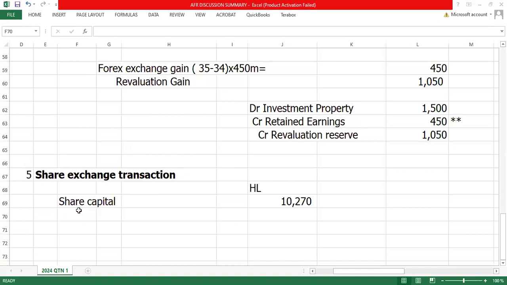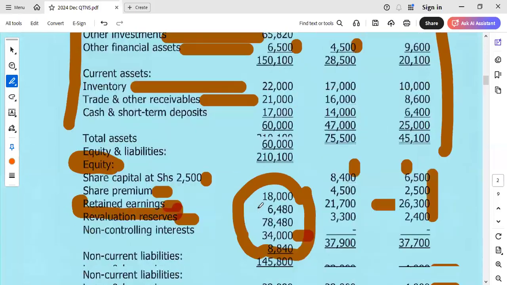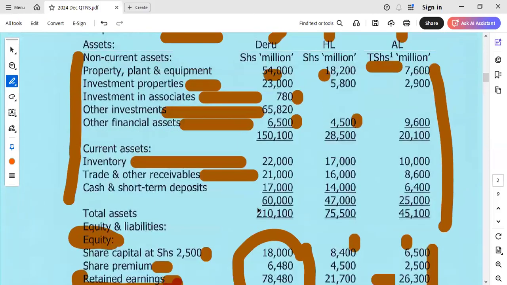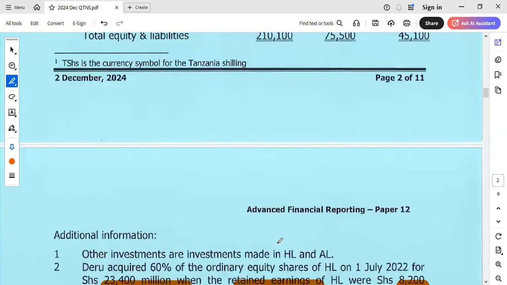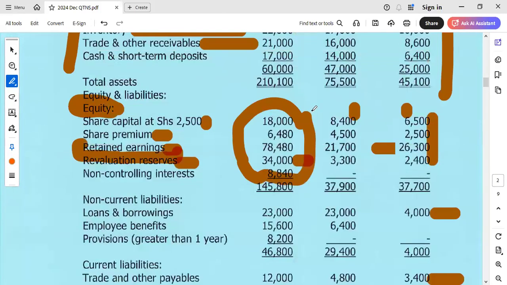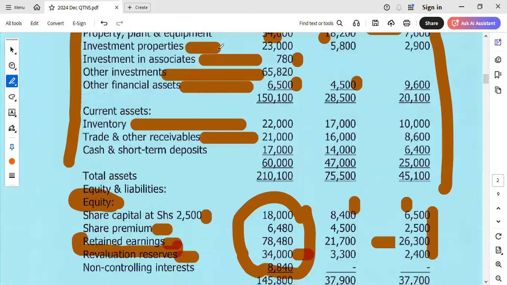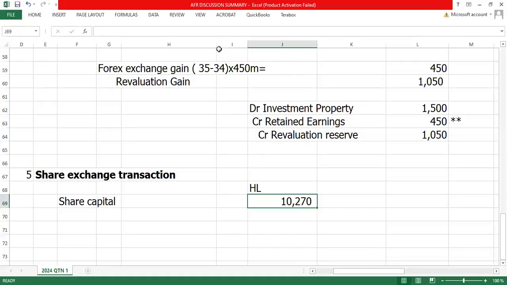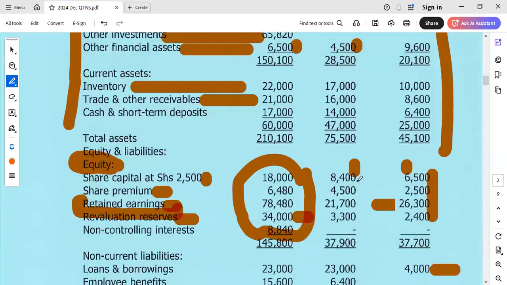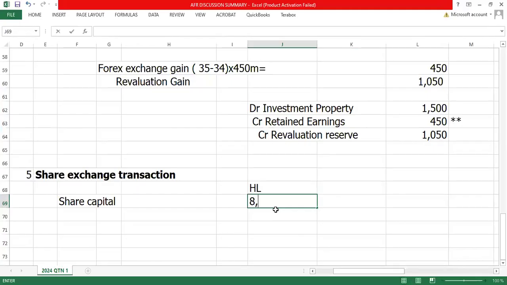Just a minute, just hold on. I think I'm copying the wrong figure. Don't you see? The other one is for the other entity, not HL. I'm copying the wrong figure here. It is the share capital of HL, isn't it this one? 8,400. It is this one, 8,400. The share capital is 8,400.